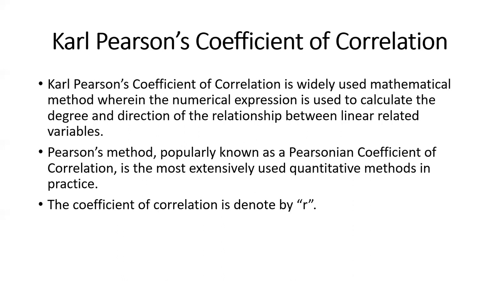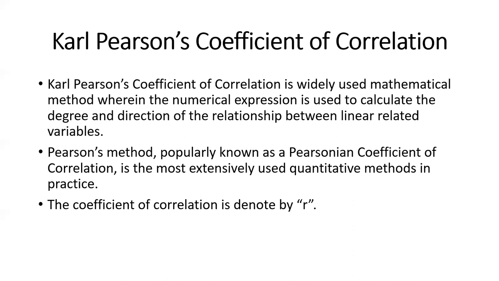It is a widely used mathematical method where a numerical expression is used to calculate the degree and direction of the relationship between variables. Here the method is mathematical, where we check the degree and direction of the relationship.